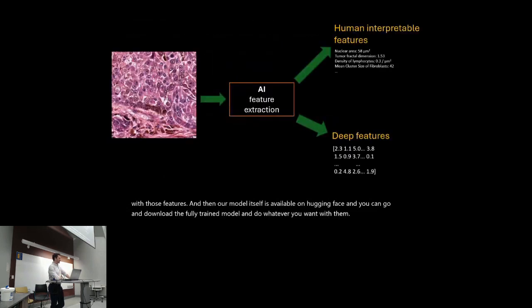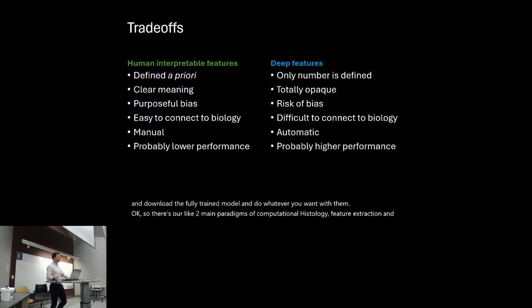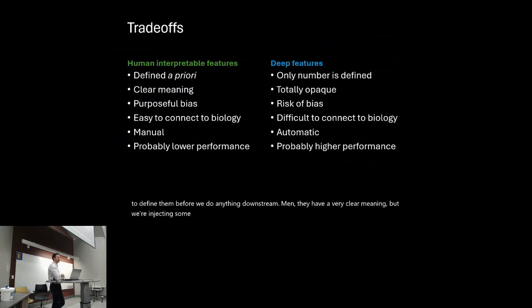Okay, so there are our two main paradigms of computational histology feature extraction, and there are some trade-offs between these two. I think with the human interpretable features, we're going to define them before we do anything downstream, and they have a very clear meaning, but we're injecting some purposeful bias when we decide what features we're going to extract.